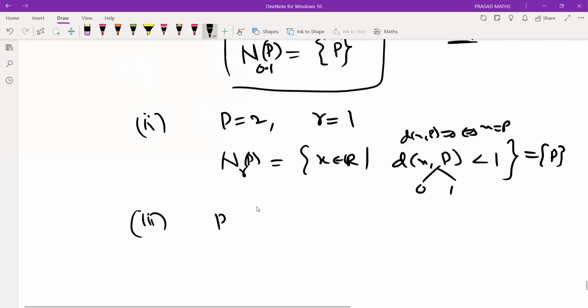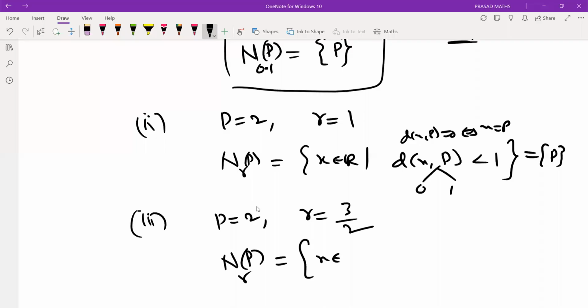Suppose the same center, and my radius is 2, or else you can take 3/2. What is the neighborhood of P? It is the set of all real numbers whose distance from x to P is less than 3/2. Again, the distance is 0 or 1. Distance 1 is possible, and 1 less than 3/2 is also possible.